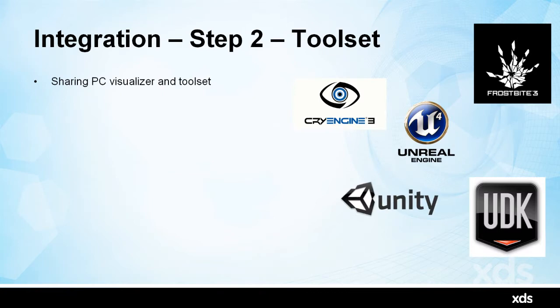Step two, toolset. Share the PC visualizer toolset. You get a huge asset quality bump. You can preview in engine, obviously. Huge time savings. You don't have to integrate, like I said. Allows more outsourcing flexibility. If you're in a bind later, maybe they can do lighting. Maybe they can do visual effects. We've outsourced things like this in the past. But you can't do that unless they have the engine.